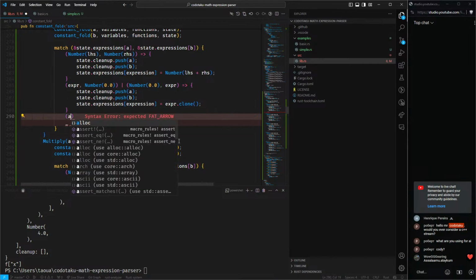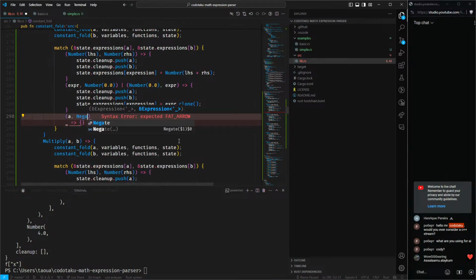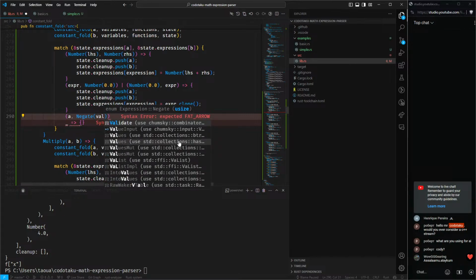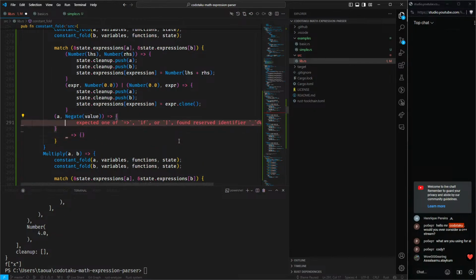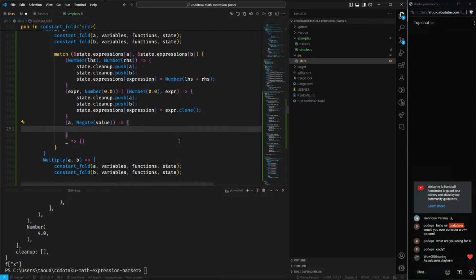Yeah, actually no, if you have A and negate B, or negate some value, right? I think. So if you have this, then instead of having an expression add negate value, you can basically do this instead.